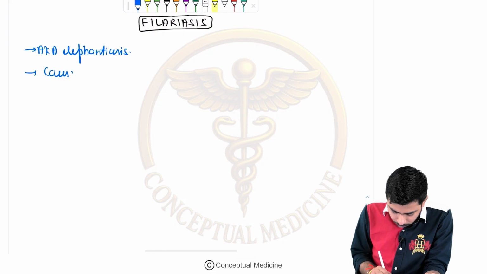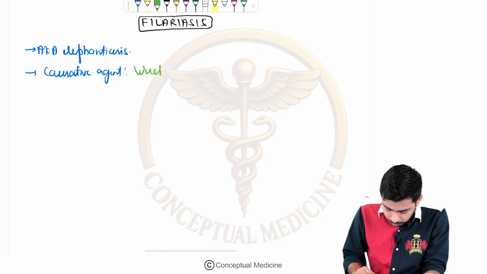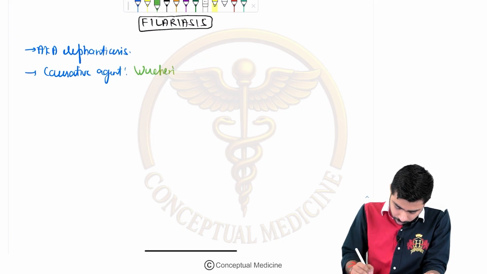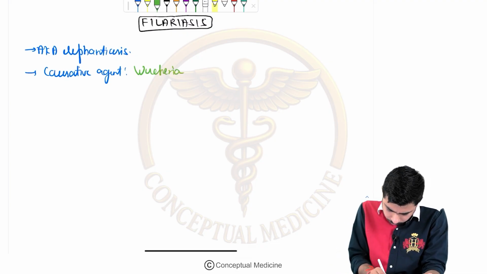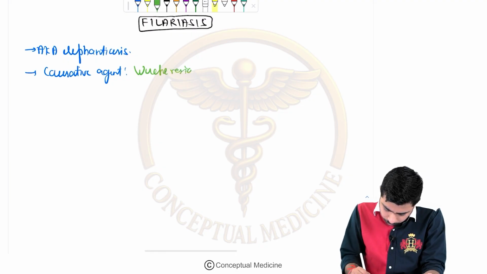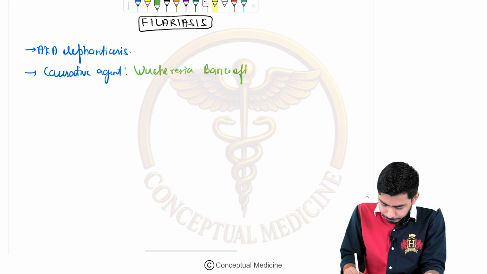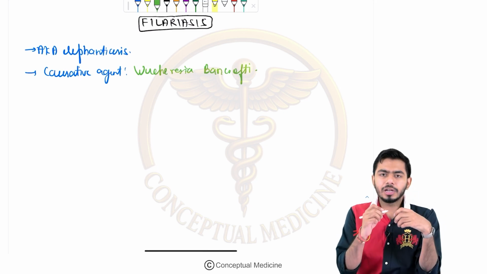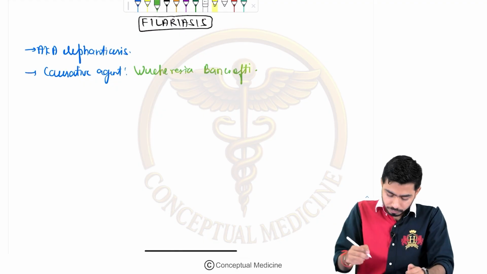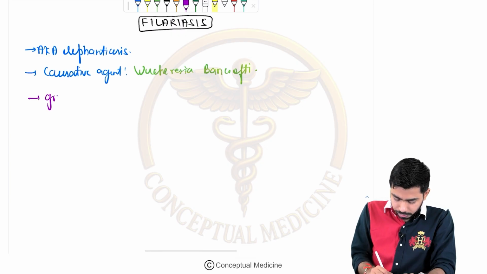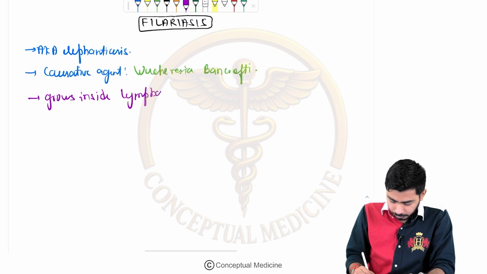If you talk about the causative agent over here, that will be Wuchereria bancrofti, right? You must have heard about that in the biochemistry section. The microfilaria larvae of this particular agent, Wuchereria bancrofti, will be growing inside the lymphatics of the human.